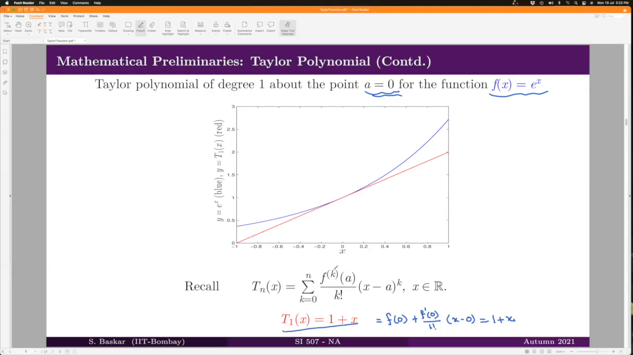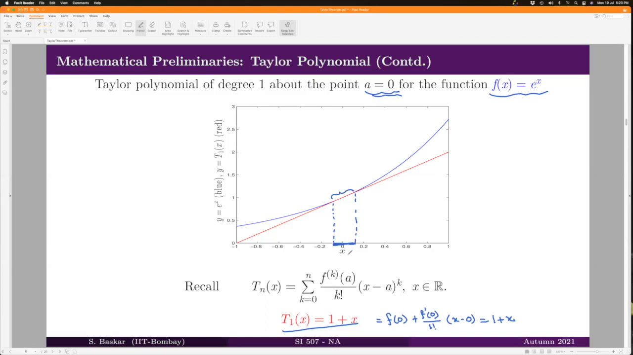When we take n equal to 1, we can roughly see that the graph of the Taylor polynomial more or less coincides, not exactly, but approximately coincides well with the function value in a small neighborhood of 0. Unlike in the previous case, where it coincides only at the point x equal to 0, here, at least visually, we can see that it is approximating very well the function f(x) equal to e to the power x in a small neighborhood of 0.